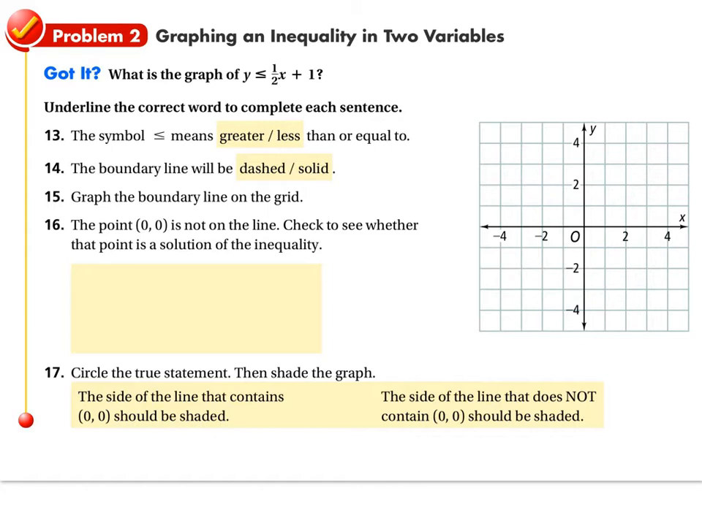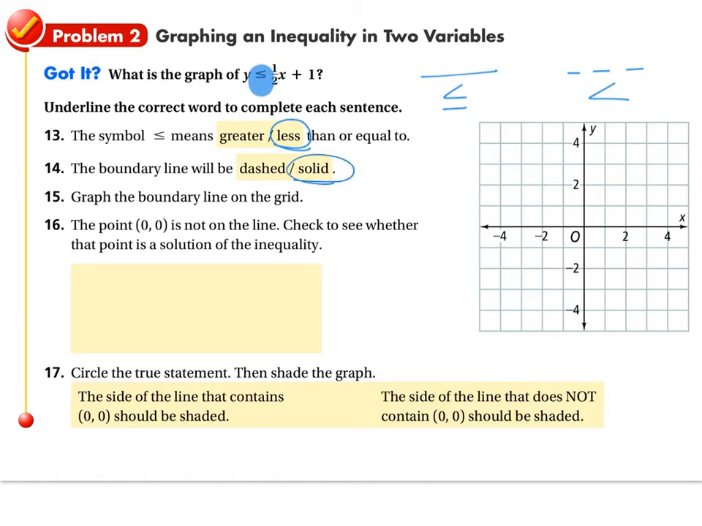Let's look at problem 13. The less than or equal to means that it's less than or equal to. In this case, the boundary line. We haven't talked much about the boundary line. A boundary line is solid if the inequality has an equal sign involved. It's dashed if it does not. So in this case, we have an equal sign involved. If you look there, there's an equal sign underneath it. So your boundary line would be solid.